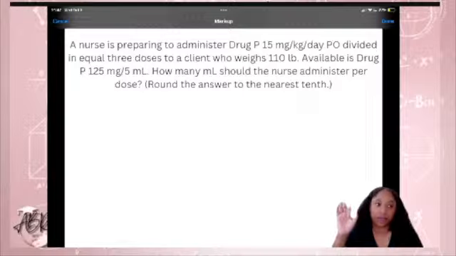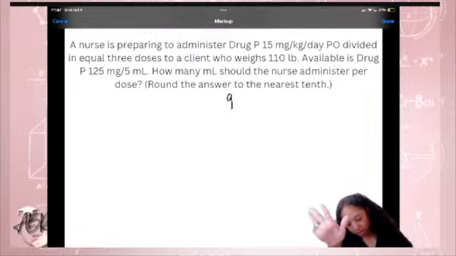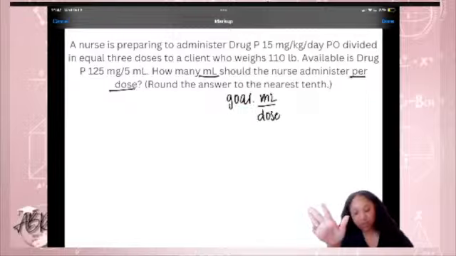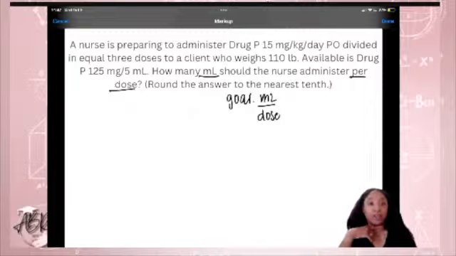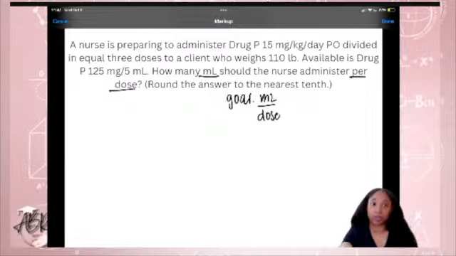All right. So let's see what we got going here. What's our goal? Milliliter per dose. You see that? Get it all. Don't just say, oh, it's milliliter. No, they can ask milliliter per minute, milliliter per day, milliliter per hour, milliliter per dose. So we want milliliter on the top and dose on the bottom, okay?